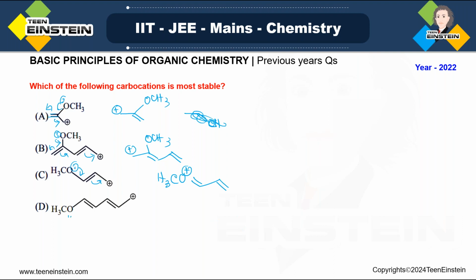But in the last one, you will get maximum stability. See how extended the conjugation is. It is true that in C also we are getting some stability, but here we have more extended conjugation. You have only one CC double bond there, here you have two CC double bonds. So with this type of extended conjugation, the higher the extent of conjugation, the more the stability. That is possible only in the last compound, which is compound D. So this should be the correct option.